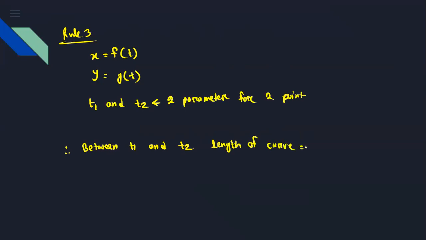The length of the curve will become this. We integrate from t1 to t2, and there will be a root over (dx/dt) whole square plus (dy/dt) whole square. This is our rule number 3, and we have to integrate this with respect to dt. Okay, our rule 3 is done. Next, we have our last rule.